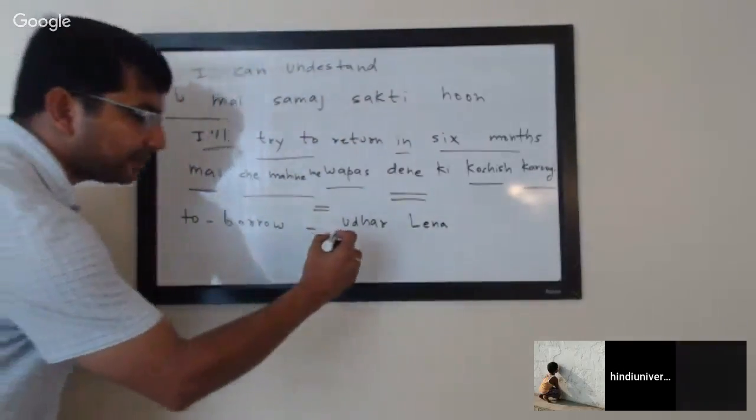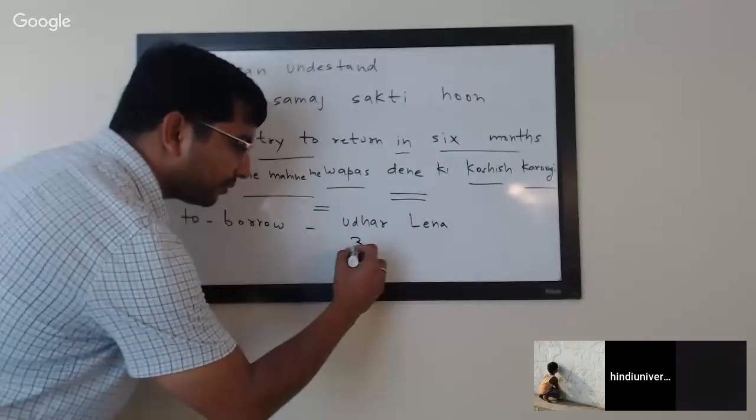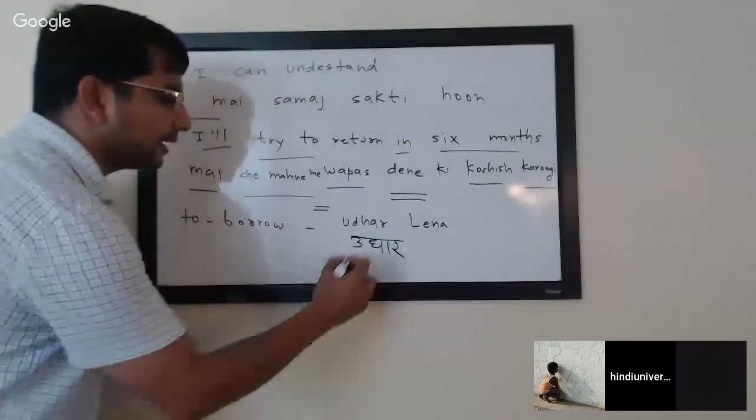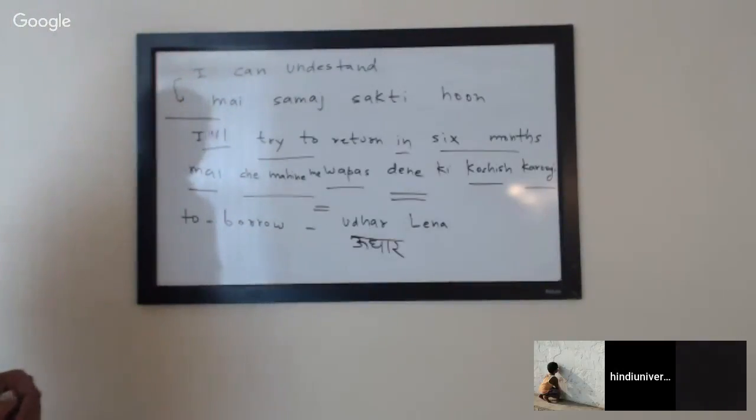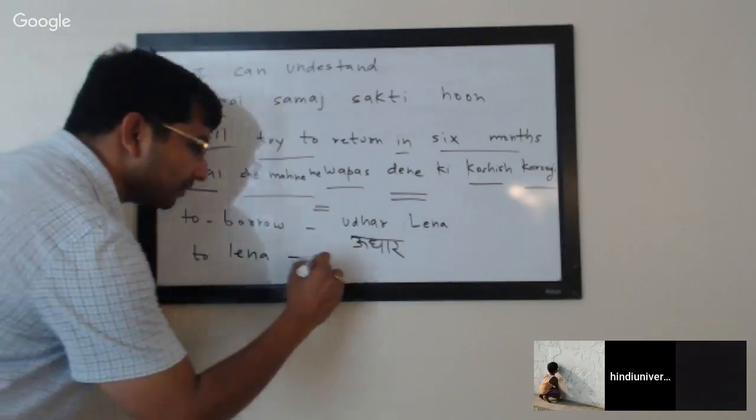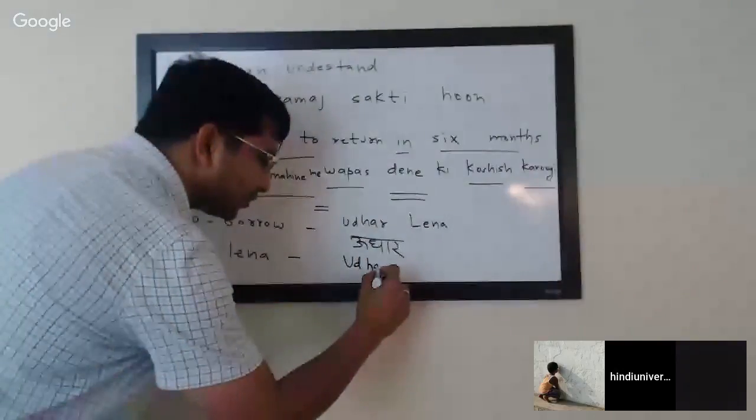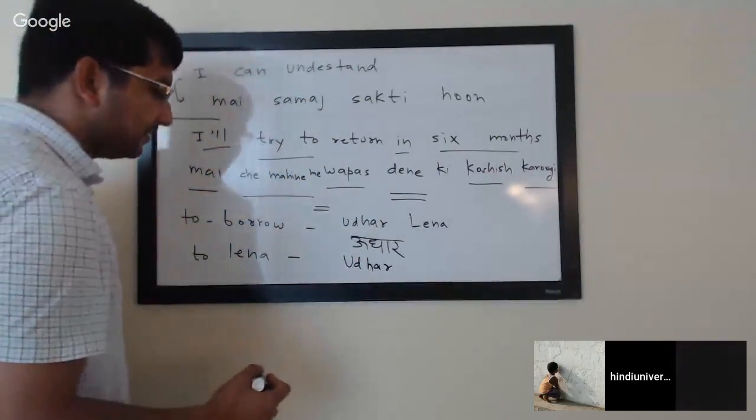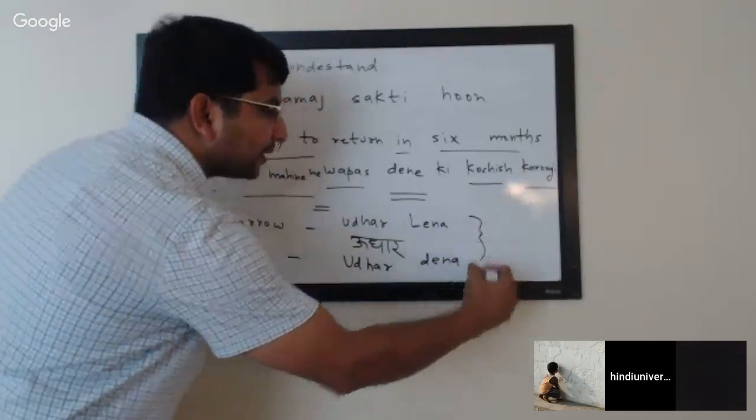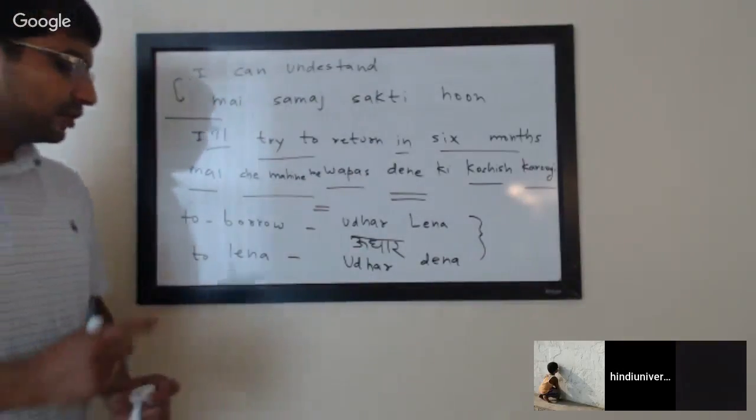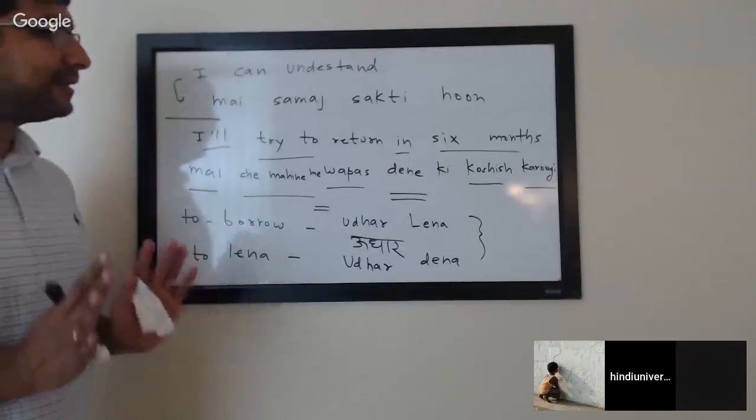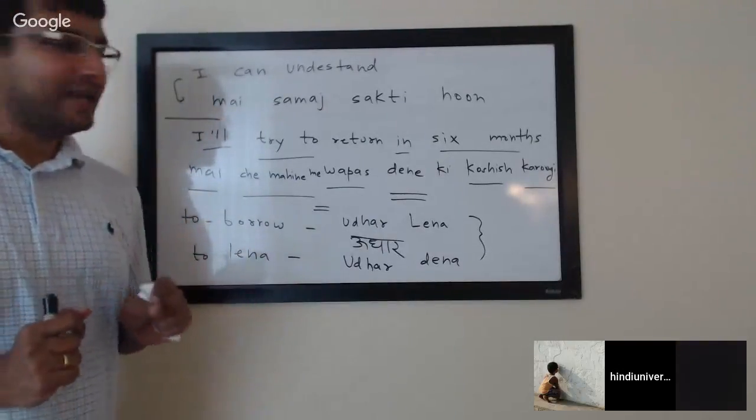Udhar is nothing but there is a term for the borrowing. उधार, with a dha and ra, udhar. And to lend is udhar. What is the opposite, Ilan, of lena? Dena. Very good, udhar dena. Okay, so those are the two verbs you can add in the list of verbs. I think for this class we should stick with this. Okay, we have a deal here.